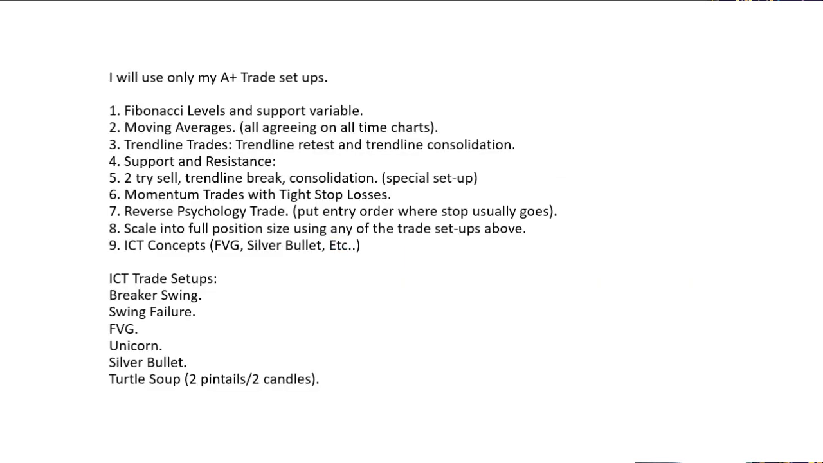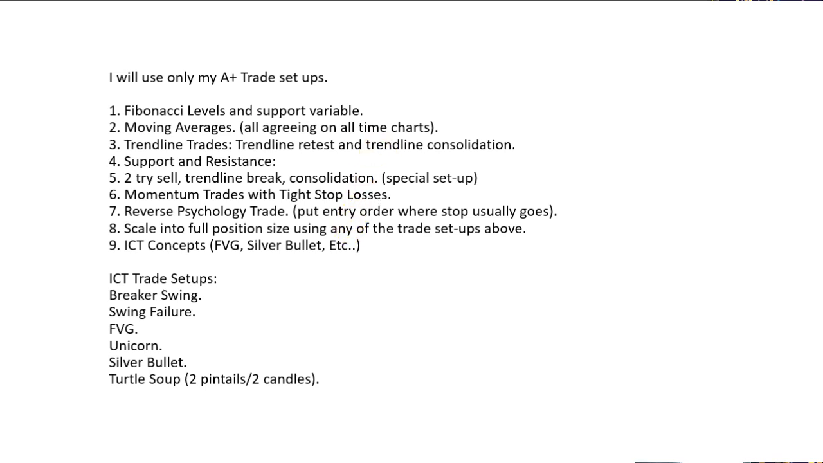Okay. But basically what we're going to do on this channel is trade multiple strategies. And here's a list of 9 strategies that I like to use. But mostly, number one, I'm using the Fibonacci levels and support variables like trend lines and moving averages and ranges and things like that to help me make trade decisions. But the number one strategy is the Fibonacci level and support variables.